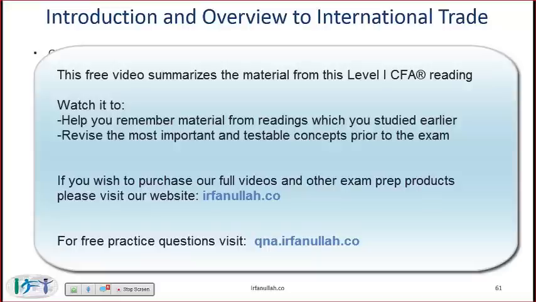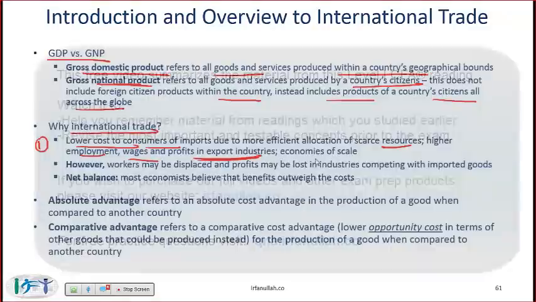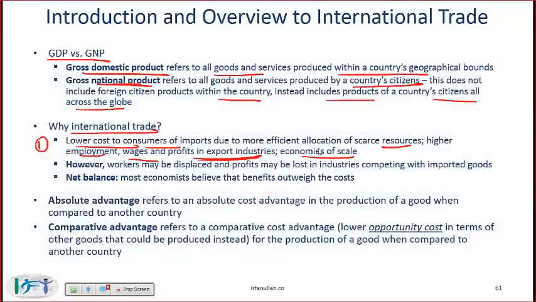Is international trade good or bad? Generally, the argument is that it's good because with international trade, we have lower cost to consumers of imports due to more efficient allocation of scarce resources, higher employment, wages and profits in export industries, and economies of scale. However, workers may be displaced and profits may be lost in industries competing with imported goods. Net balance is that most economists believe that the benefits outweigh the costs.